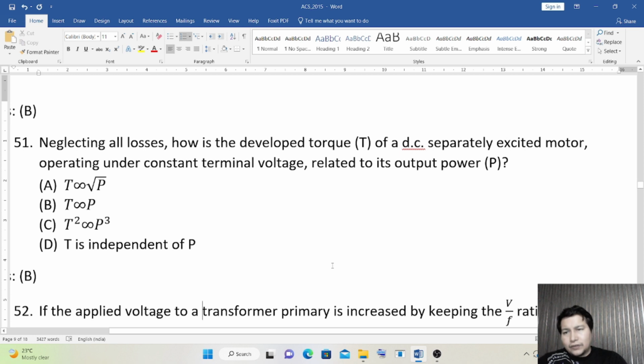Question 51. Neglecting all losses, how is the developed torque of a DC separately excited motor operating under constant terminal voltage related to its output power P? This is just a formula. Torque is directly proportional to root over P, directly proportional to P square, T square is directly proportional to P cube, T is independent of P. So it is simply directly proportional. Option B is the correct answer.